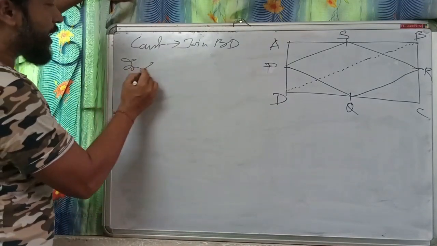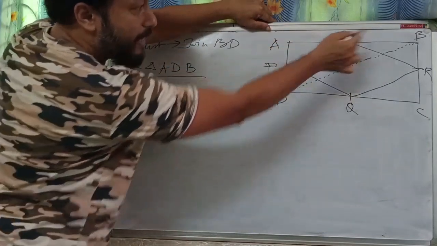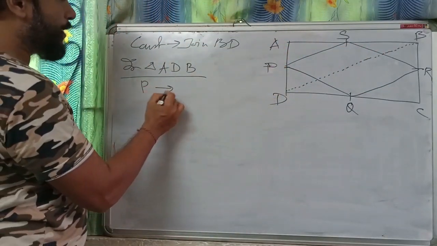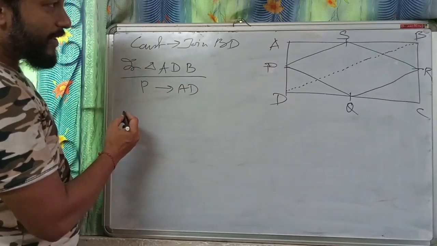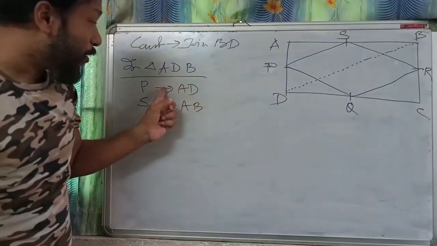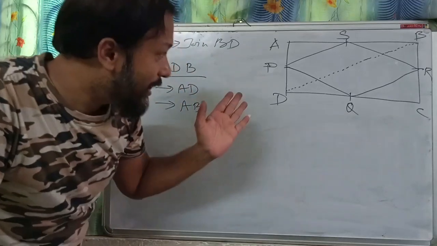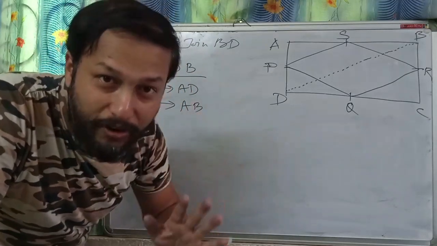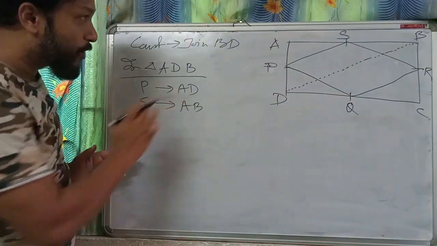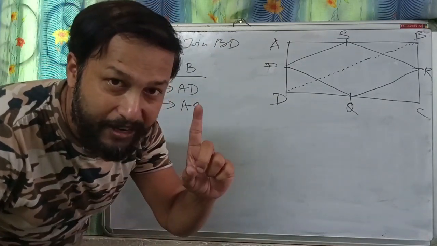In triangle ADB, can you see this triangle ADB? P is the midpoint of AD, and S is the midpoint of AB. One thing here: don't draw this arrow in your exam paper, you are not allowed to. I'm not writing that, but that doesn't mean you will not write in the exam. You have to write P is the midpoint of AD, S is the midpoint of AB.